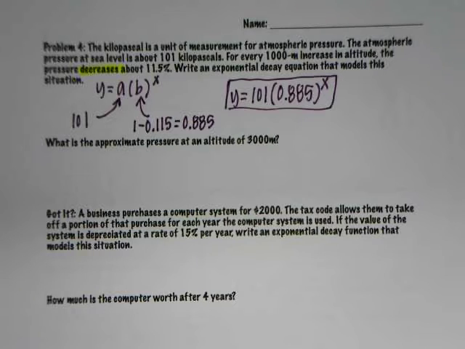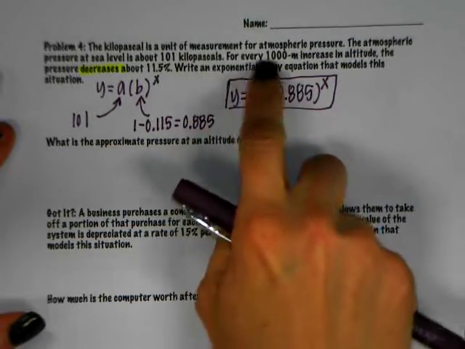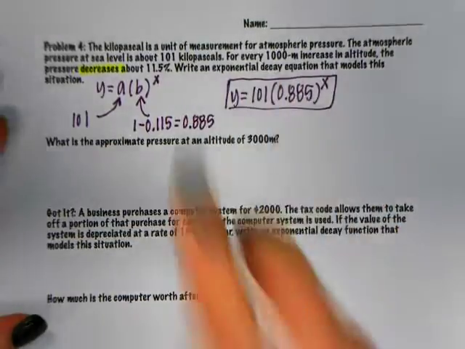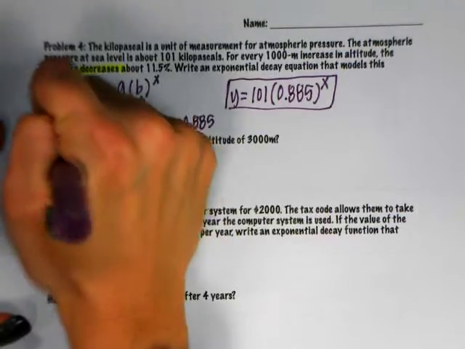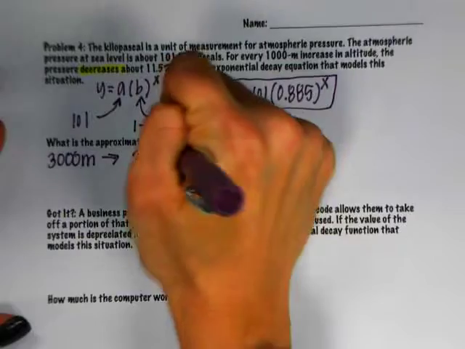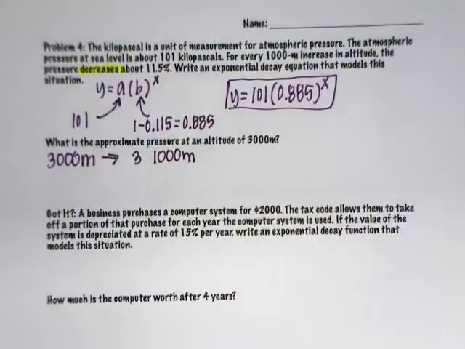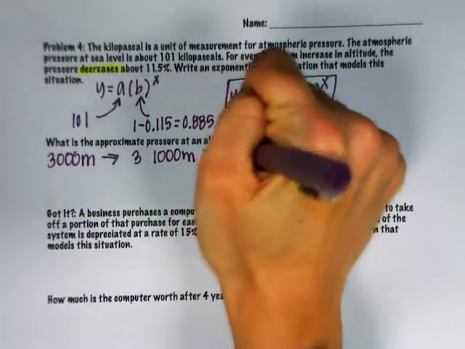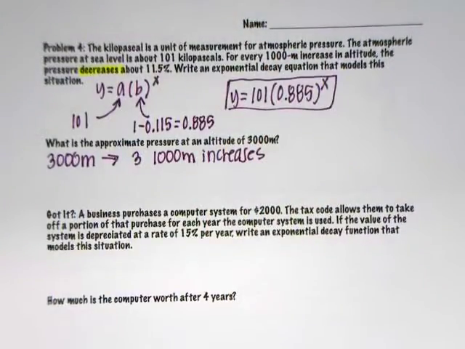All right, what is the approximate pressure at an altitude of 3,000 meters? Be really careful here. So when is this decreasing? Like, what's a chunk? So see how it says for every 1,000 meter increase? So 3,000 meters is 3 1,000 meter increases. So that's going to happen 3 times, okay?